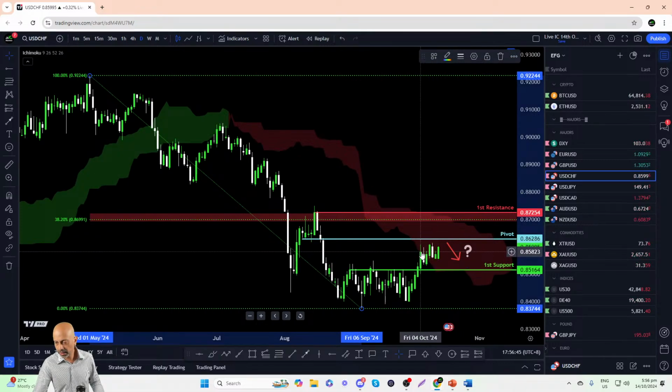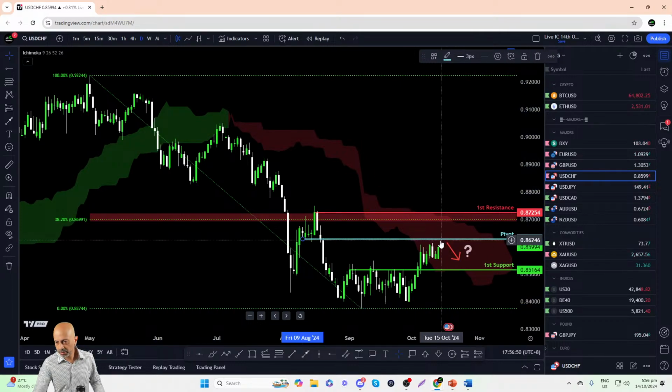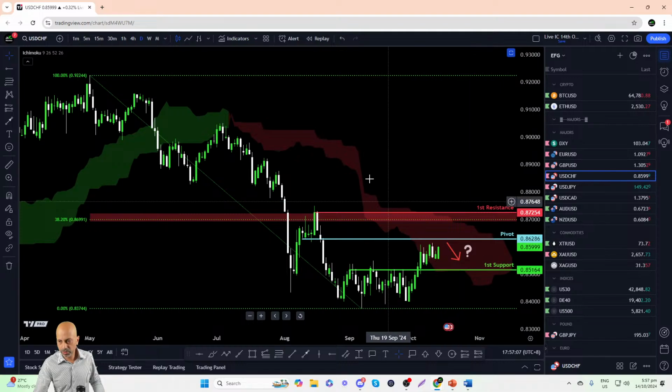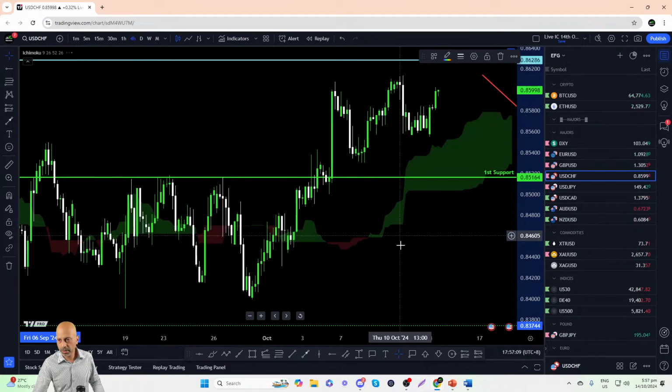It's sort of consolidating above the first support since 4th of October. It has failed to break above 86.28. For now, this looks to be a pretty decent pullback resistance, almost going to be like an overlap resistance here. And yes, so we can perhaps see dollar franc rise up towards this level, hit the pivot exactly, and potentially stall around this level to drop lower. Now let's look at it on the 4-hour time frame.